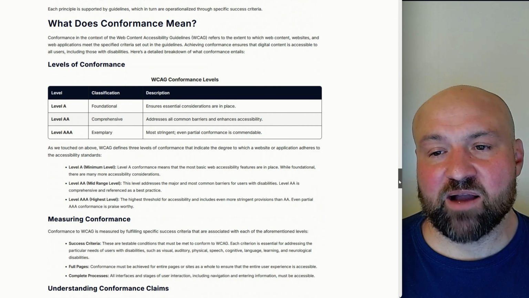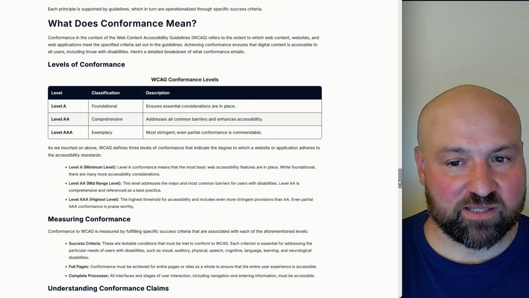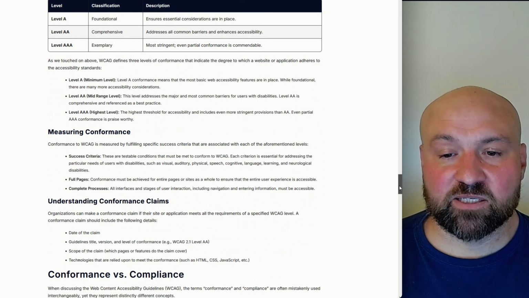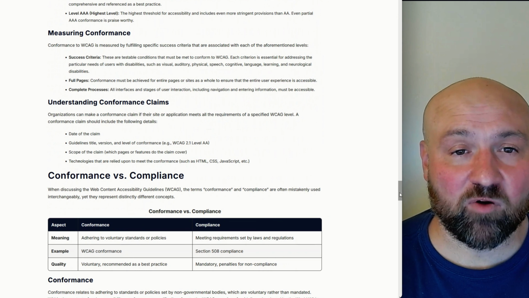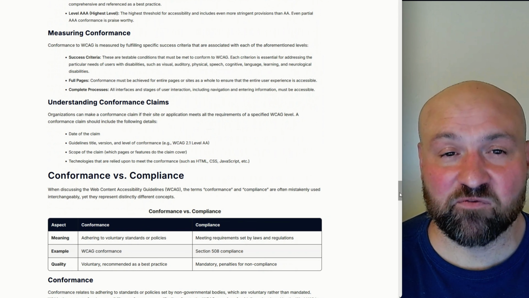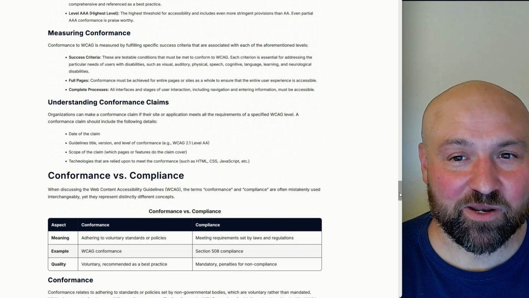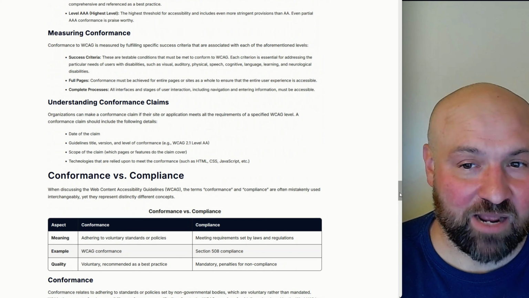And so here I have the levels of conformance. We've talked through this. Think of single A as foundational, think of double A as comprehensive, and then triple A as exemplary. And then continuing on, measuring conformance. When we measure conformance, conformance requires full conformance. You cannot be partially conformant with a criterion. You need to be fully conformant, or you're not fully conformant.